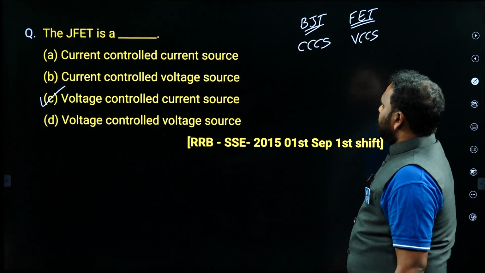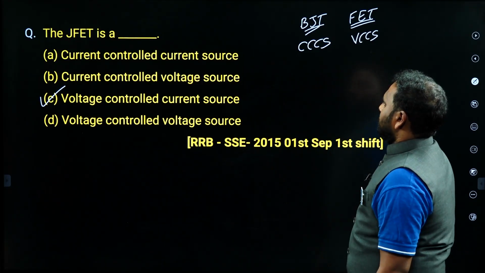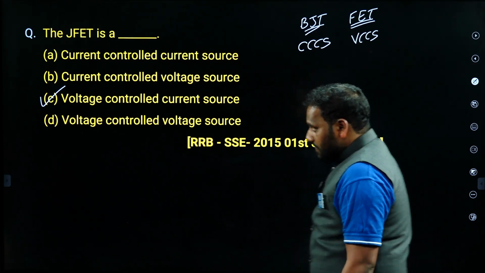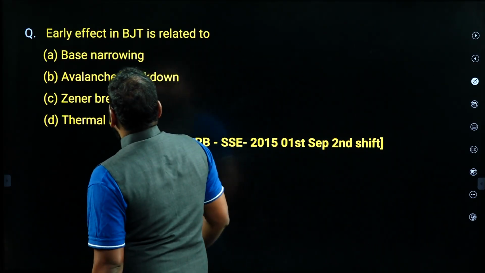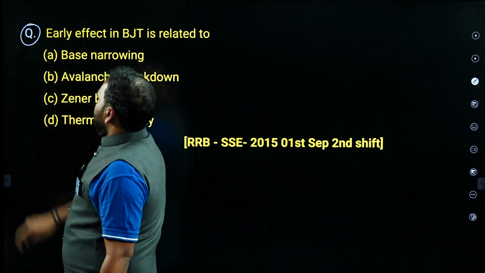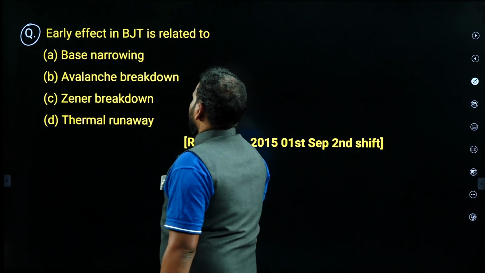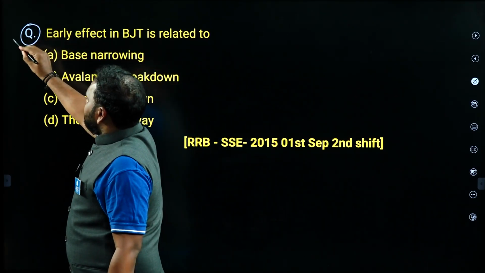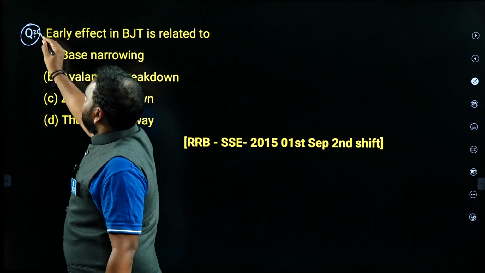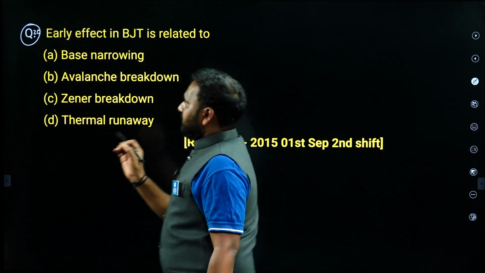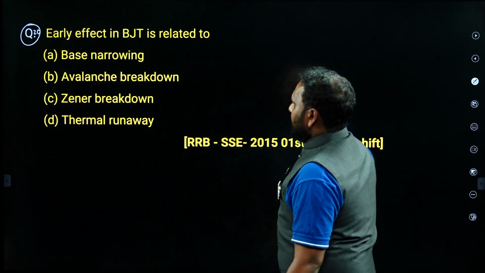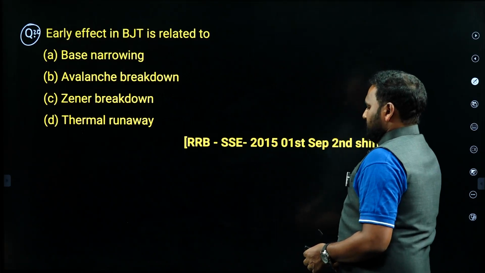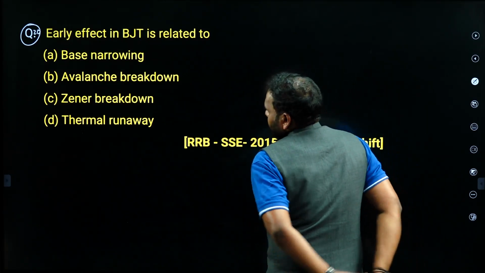Going for the next question. Early effect, interesting question. Early effect in BJT. You type the answer just randomly. I am giving question number 20 just randomly. For your comfort, you can answer question number 20, the answer is like that, okay? Please go through it. Early effect.